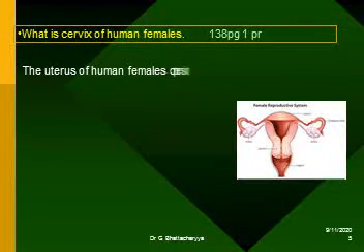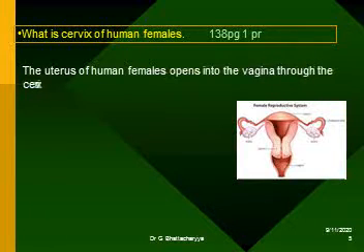What is the cervix of human females? The uterus of human females opens into the vagina through the cervix.